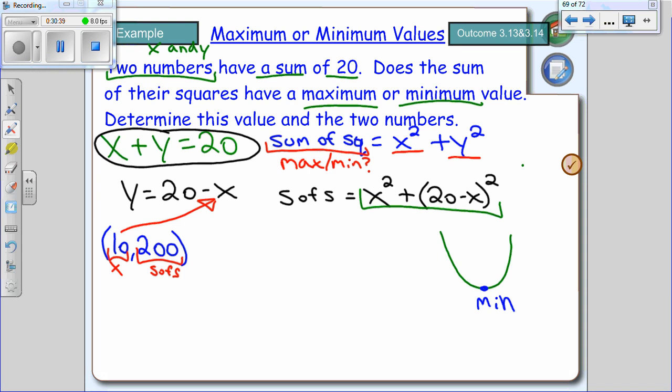If you actually tried it and you knew you had 10 and 10, you could put both of these back in your question. 10 squared plus 10 squared would be 200. You could actually verify to see if it works. And it worked, right? That's good usually.